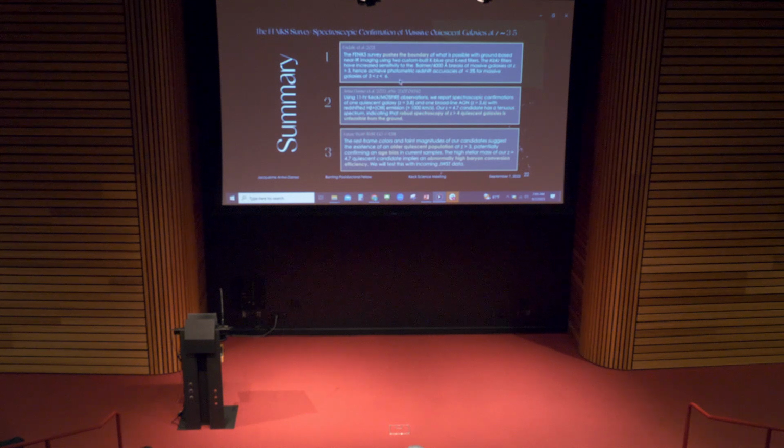Our other 2 candidates had very tenuous redshifts given their low signal to noise spectra. And in particular, our redshift 4.7 candidate indicates that robust spectroscopy of redshift greater than 4 quiescent galaxies is unfeasible from the ground. There are a number of very interesting conclusions that we can draw about galaxy evolution in general based on this population. However, these will all require further testing with incoming data that we have from JWST.